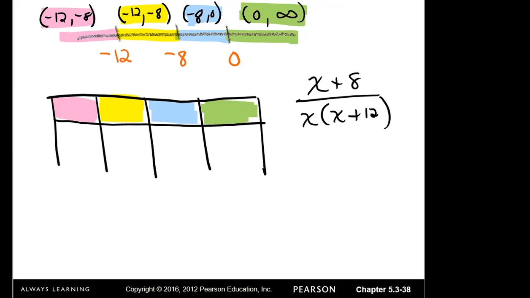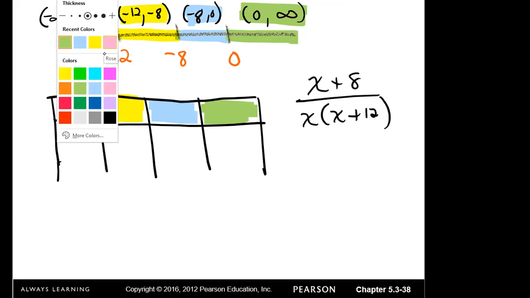All right, so pick a number, any number, it doesn't matter. I like even numbers. I don't know why. So in the pink one, between -12 and -8, I'm going to pick -10. No, I'm not, because I wrote that one down wrong. That wasn't -12 to -8. The pink one was from -infinity up to -12. Sorry about that.